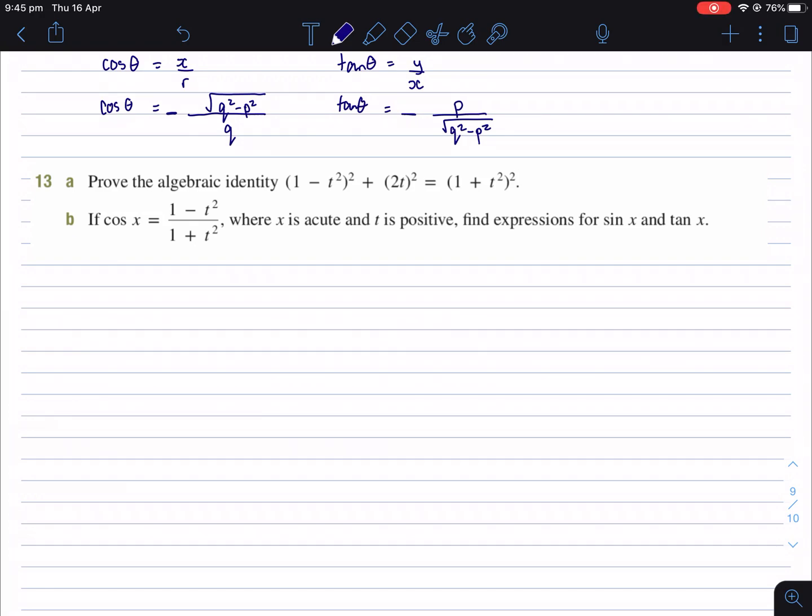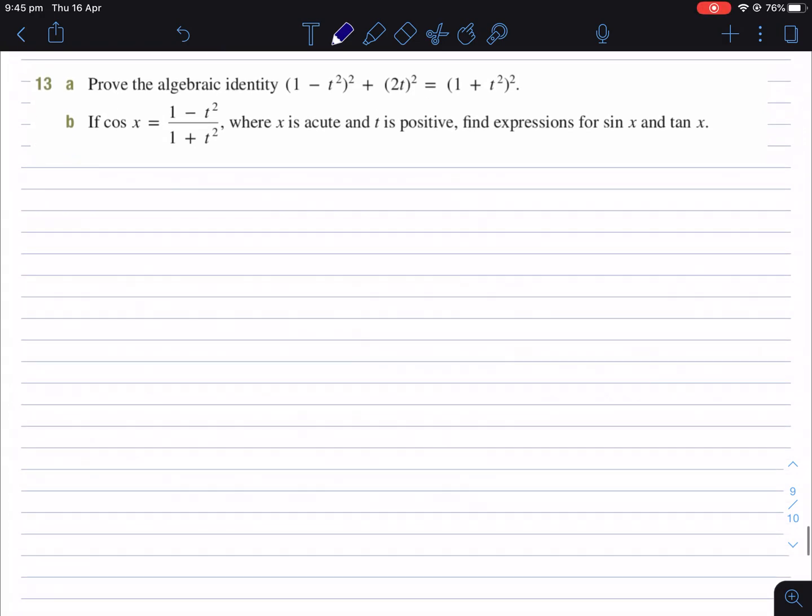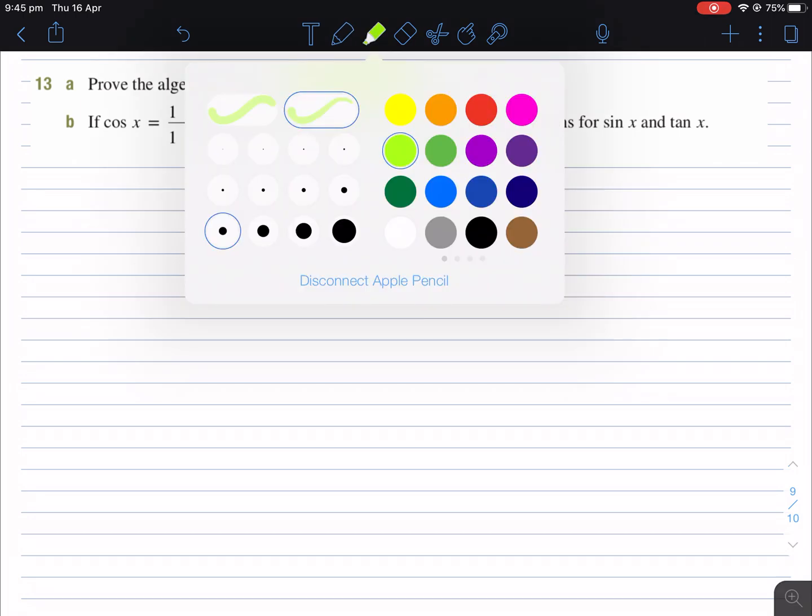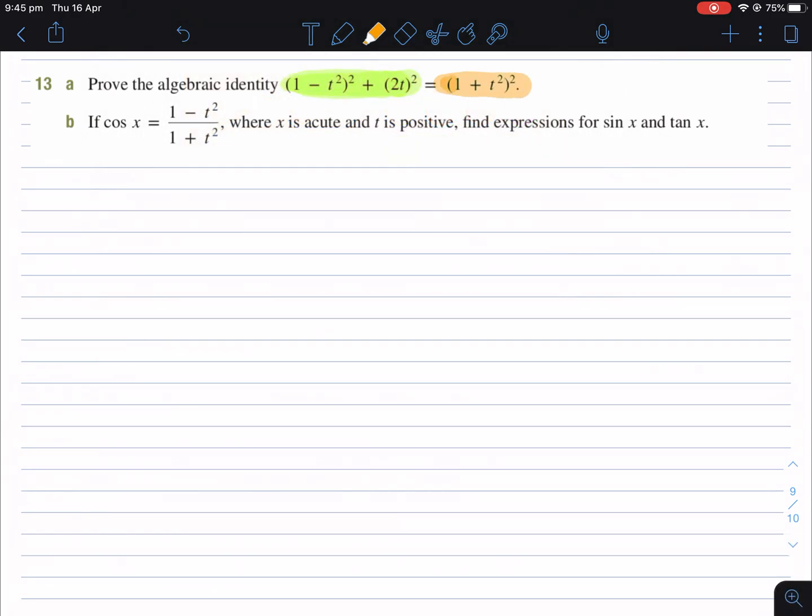All right. Question 13. I personally think there's two ways to do this. There's a flashy way and a non-flashy way, and I'm just going to talk you through the non-flashy way. We're going to expand both the left-hand side of this thing, and we're going to expand the right-hand side of this thing, and we're going to show that they come to the same thing.